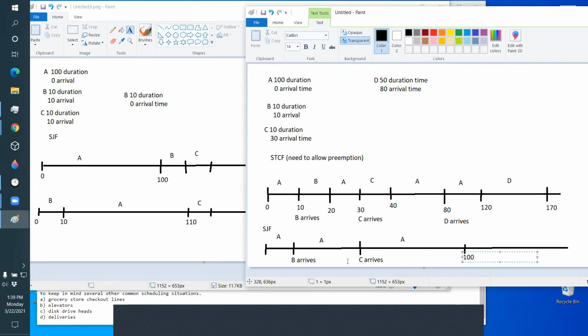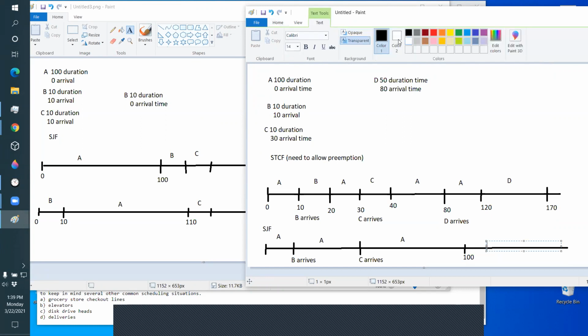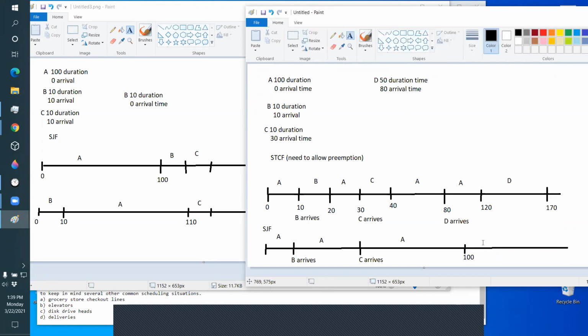Now B and C, I gave them the same duration time. I probably should have made one of them a little bit different. Since they are the shortest jobs, at this point we would just schedule, they both have the same amount of time, so we could schedule out here to at time 80, I should put that in. At time 80, D arrives.